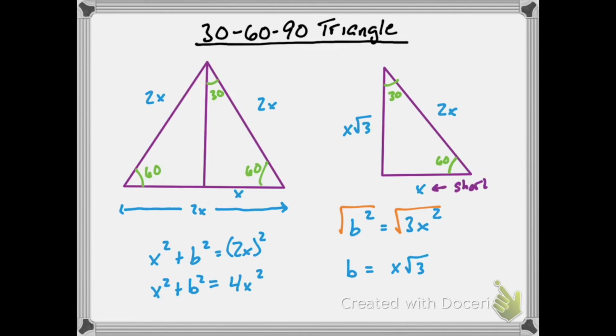For classification purposes, we call the side across from the 30-degree angle the short leg, and the side across from the 60-degree angle the long leg.